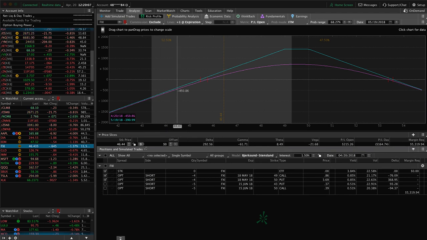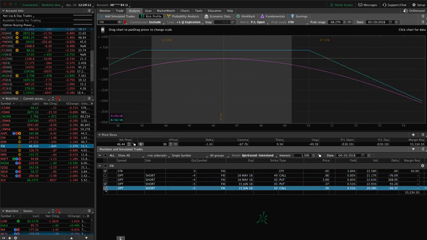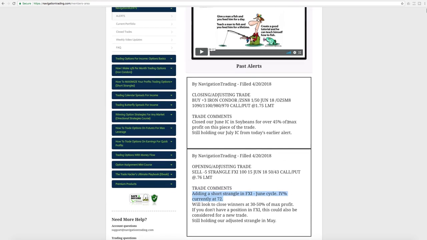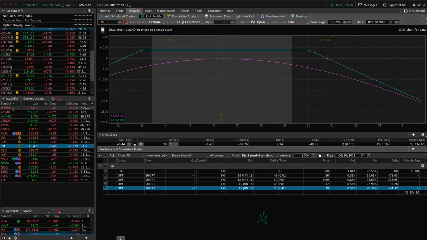But what we did do is add another piece of this out in June, centered around current price to collect more credit, extend that duration. So we added that. So we've got both of those pieces on in FXI. And lastly, we bought back, as I already mentioned, our June Iron Condor in soybeans, booking a profit over 45% of max on that piece of the trade. So nice trade there. All right, so let's go over the other positions that we have in our portfolio.